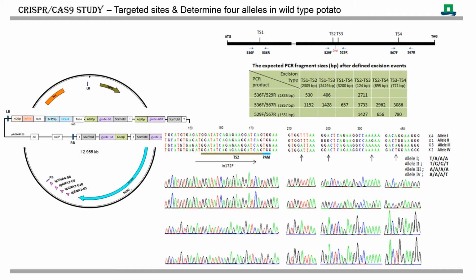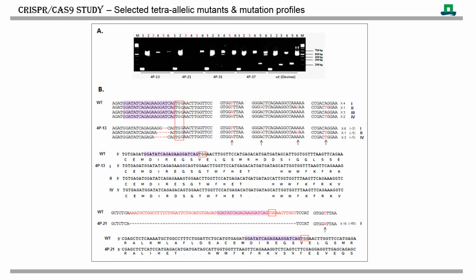In order to determine wild-type alleles in Desiree, PCR products spanning target sites were subjected to cloning and single sequencing. Sequence analysis of 10 colonies showed relatively highly conserved sequences with only 4 SNPs in Desiree, and 4 wild-type alleles were categorized. This figure shows the PCR-selected tetra-allelic mutants and their mutation profiles.